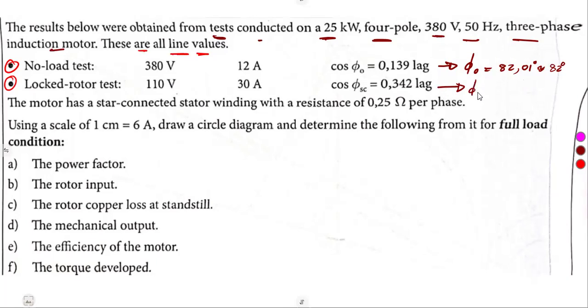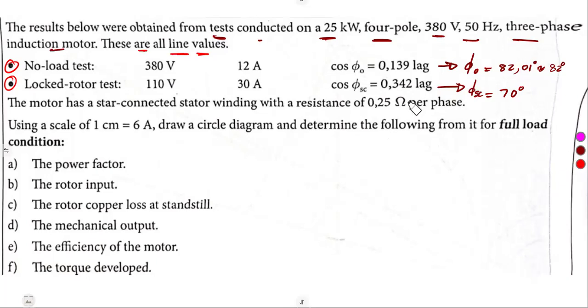Then you do the same thing for the short circuit, arc cos of this value. That is going to give us 70.01, which is approximately 70 degrees, from the given power factors.